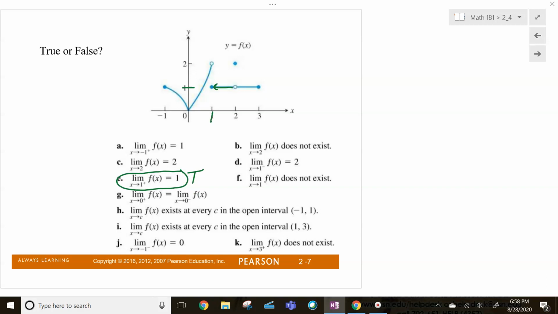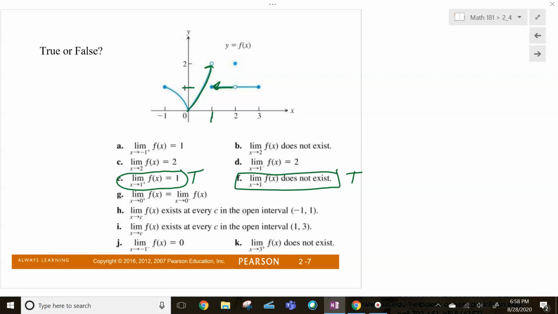F. Limit as x goes to 1. This is an overall limit. Does not exist. So it's got to agree from the right. We know from the right it's 1. From the left, though, it's 2. See the gap there? So limit does not exist. That's true.